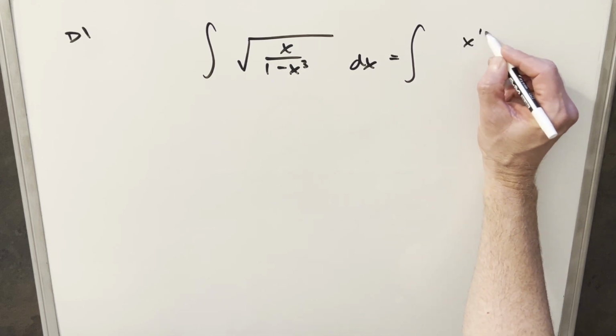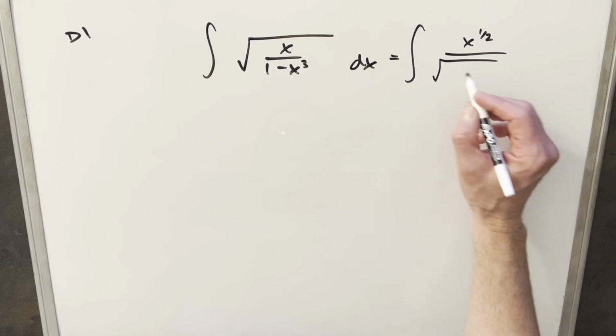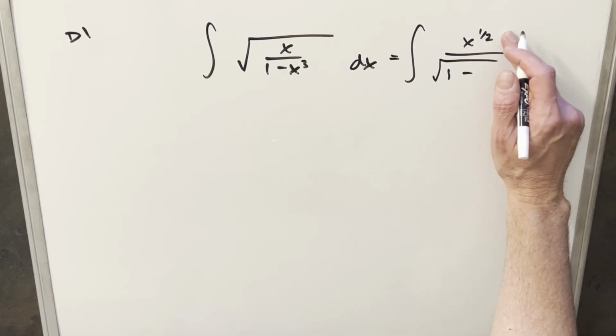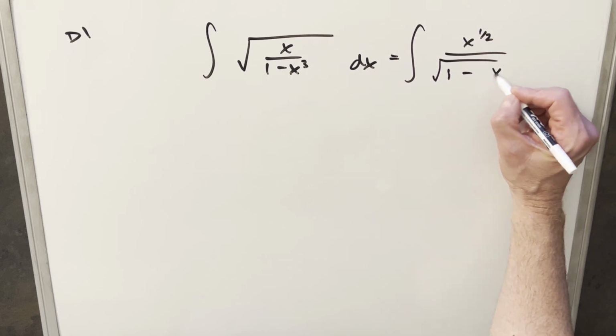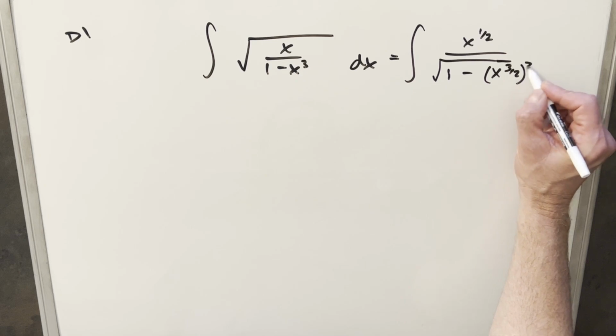We write this as x to the 1/2. And then I can write the denominator under the radical. I can write this as 1 minus x cubed. But for the x cubed, as we have a half here on the exponent, what I want to do is write this as x to the 3/2 squared.